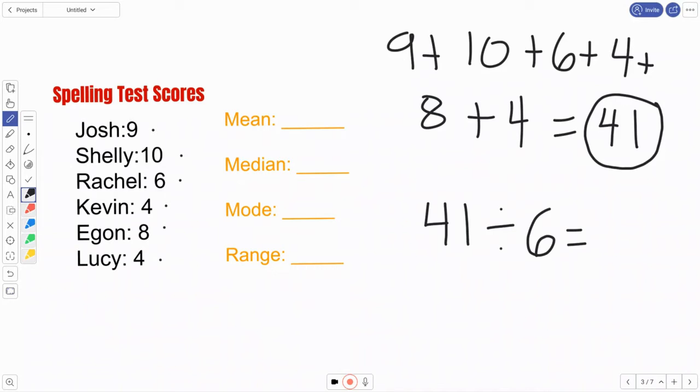So let me open up my own phone here. 41 divided by 6 gets me this big, long number of 6.83333, and it's going to go on forever and ever and ever.